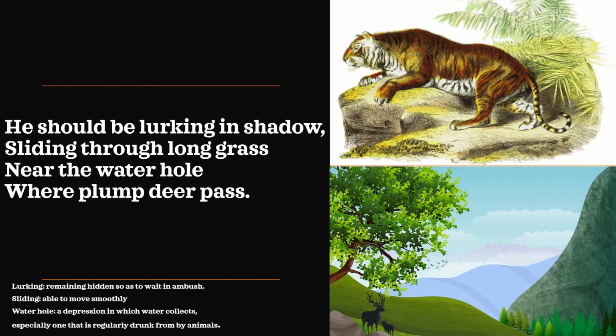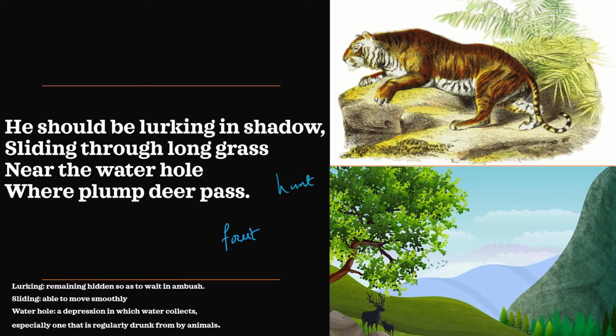Let's read the second stanza. He should be lurking in shadow, sliding through long grass, near the water hole where plump deer pass. We learn that the tiger is not happy in the first stanza because it is being caged, and the second stanza explains more clearly why this tiger in the zoo is not happy. Why is it angry? By nature, the tiger is supposed to hunt and eat.